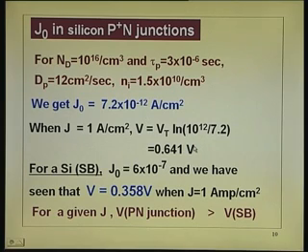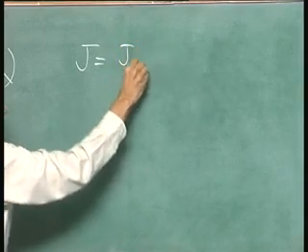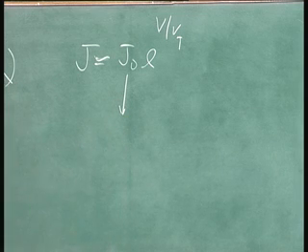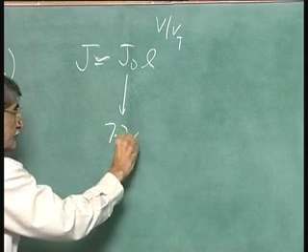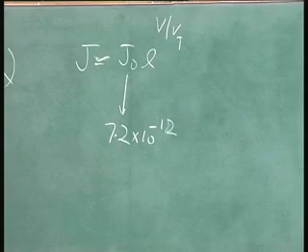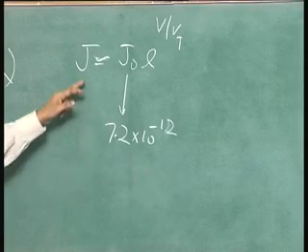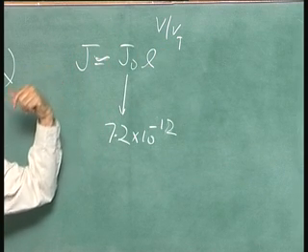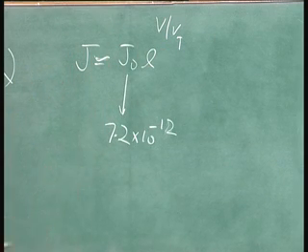So, that is why you get 10 to the power of 12 divided by 7.2. We are using the same formula, J is equal to J naught e to the power of V by Vt. This J naught is something like about 10 to the power of minus 12 into 7.2. This is very small compared to this in the case of Schottky barrier. So, that is why for a given current of 1 ampere you get a larger voltage drop. In the case of silicon Schottky barrier, we got it as 0.35 or so volts.